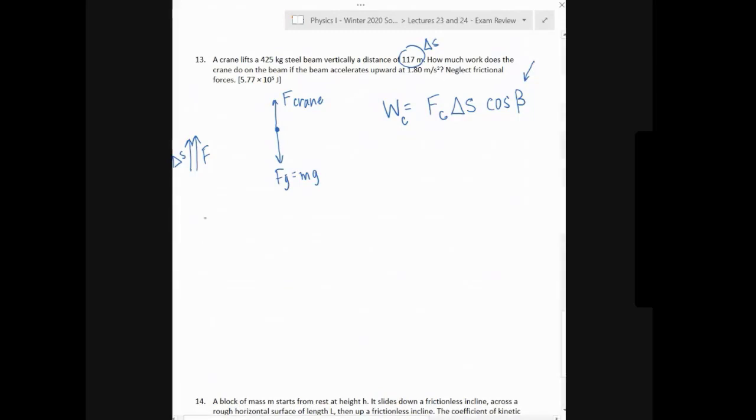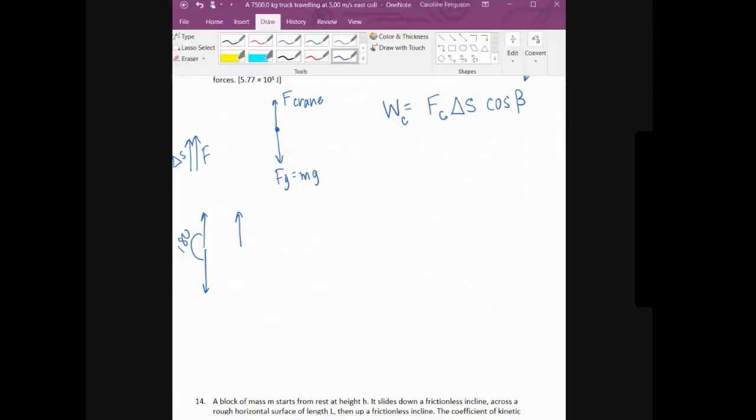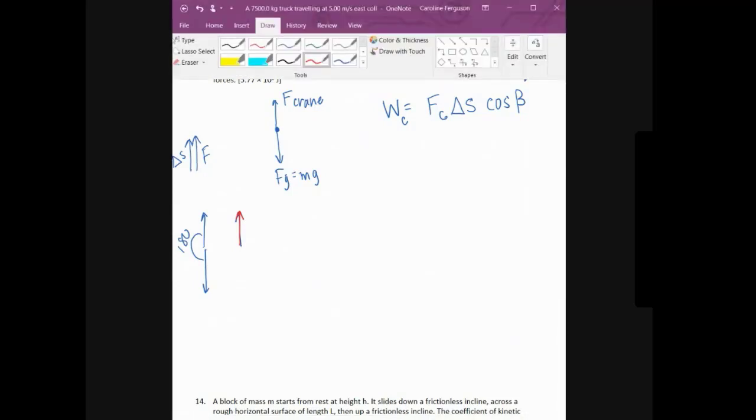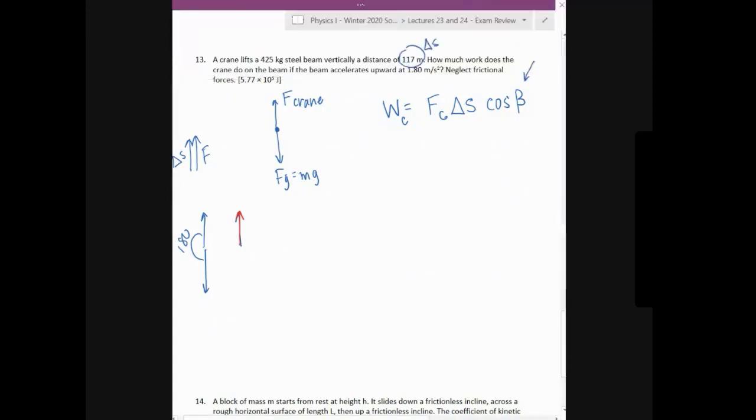180 would be like this. But what if we have one force like this and another force like this? Oh, yes, zero. Good job, both of you. Okay, so that's right. It would be zero. So that beta is 0 degrees.